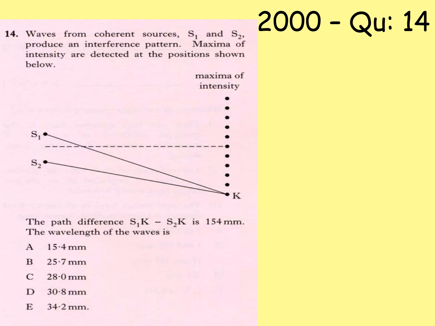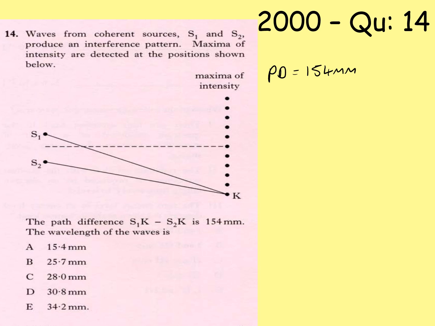2000 paper, question 14 in the multiple choice section. Waves from coherent sources S1 and S2 produce an interference pattern. Maxima of intensity are detected at the positions shown below. The path difference S1 to K to S2 to K is 154 millimeters. So path difference is equal to 154 millimeters. We're asked to find the wavelength of the waves.